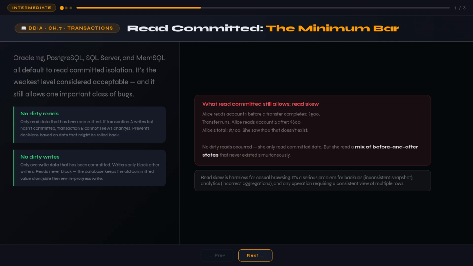Read committed prevents both. The usual implementation doesn't use read locks that would block reads whenever anything is being written, which would be terrible for performance. Instead, the database stores the old committed value alongside the new in-progress write. Reads always return the most recently committed value. Writers only block other writers. This solves dirty reads and dirty writes. But read committed still allows read skew, a more subtle problem that requires snapshot isolation to fix.